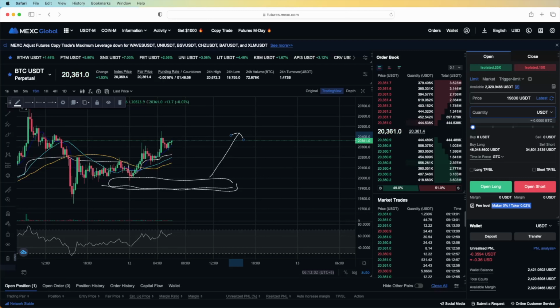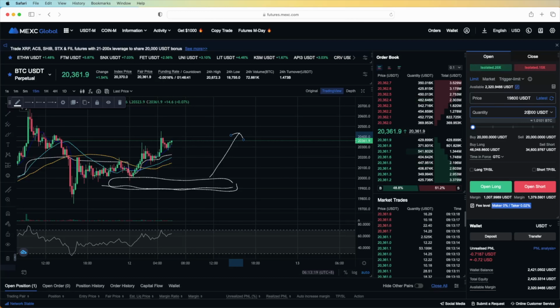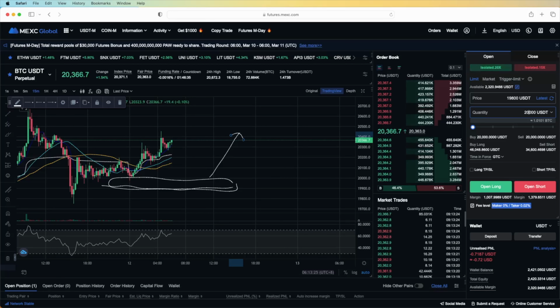My margin is gonna be $1,000 for this trade. I'll put a 20,000 on this asset. 20,000 times 20 leverage counts as a $20,000. They give me the 1.01 BTC, and then open the long position.